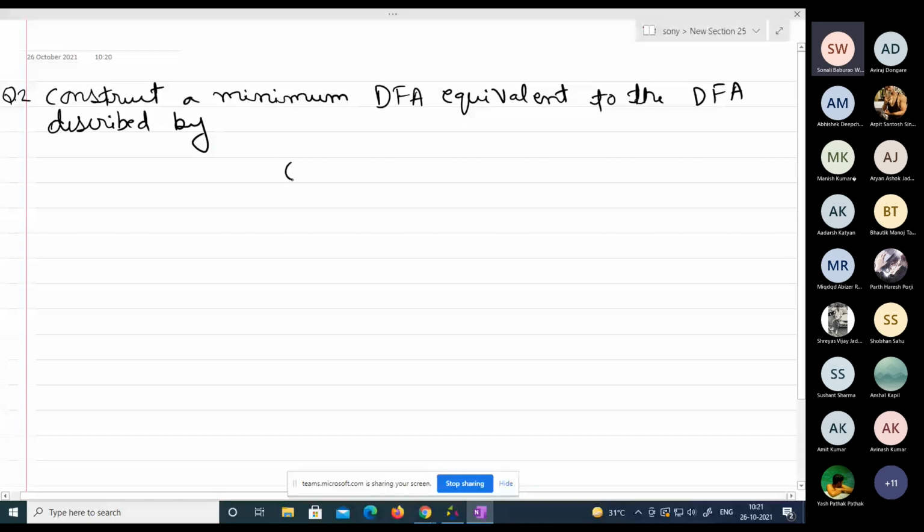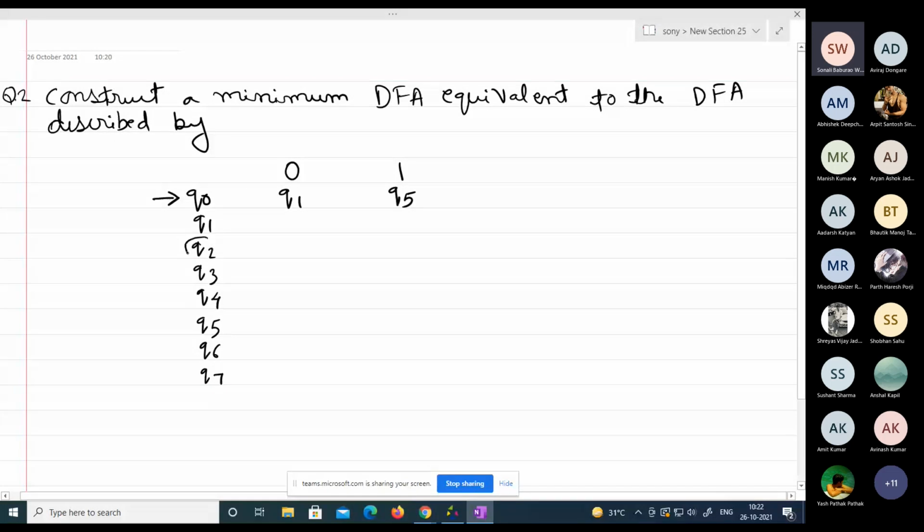In this case, you are not given a diagram or a state transition diagram of a DFA. Instead of that, they have given this table, which is the state transition table. So just write it down. This might also be the case. Sometimes you have the state transition diagram, sometimes you don't have that. You just have this table, and based on this table, you have to minimize that DFA.